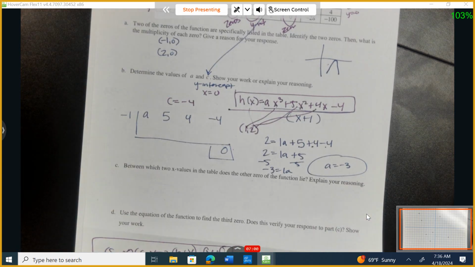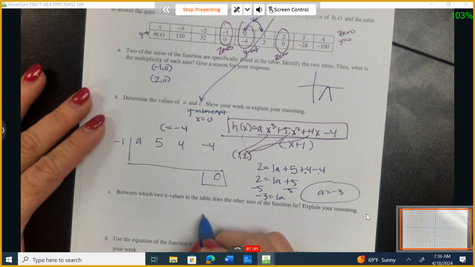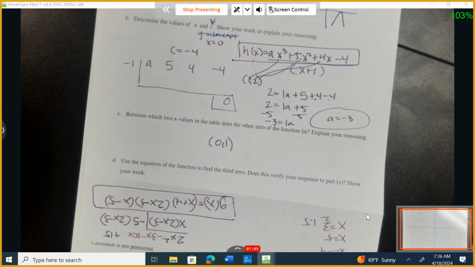Between what two x values on the table does the other zero exist? It's going to be between 0 and 1, and we've already spoken about that. Use the equation of the function to find the third 0. Okay, so use the equation of the function.